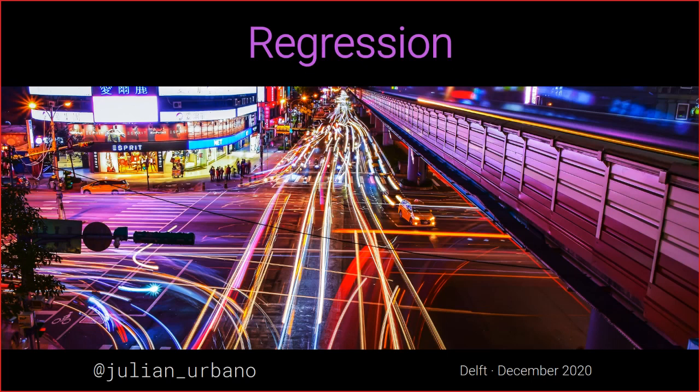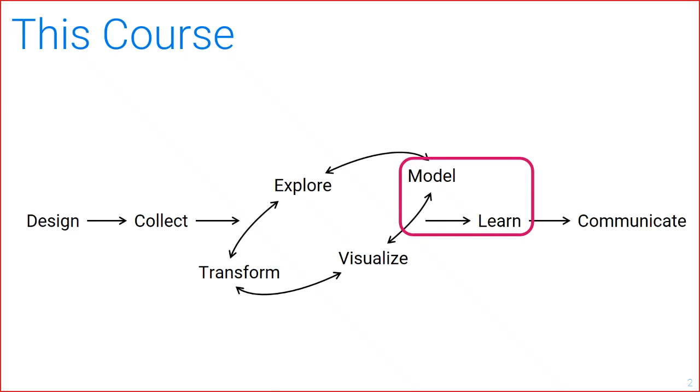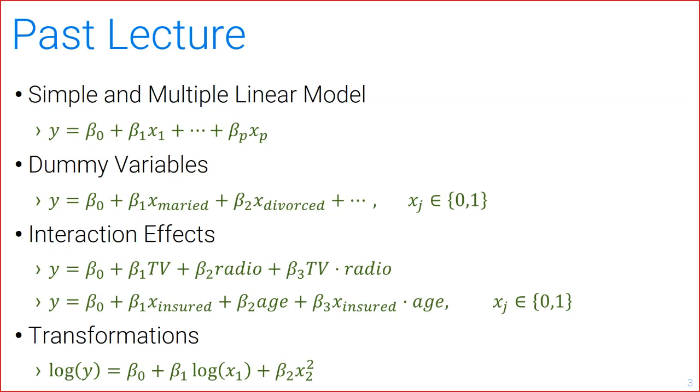So let's talk about regression. And as usual, within the scope of the course, we're still covering these two parts. We're going to talk about building models, specifically linear models, and learning from those models. So in the past lecture, we saw the simple and the multiple linear model, which have a form like this one here. There is a response variable, which is numerical, the y, and then we have the global intercept, and then from 1 to p features or independent variables, and for each of those we have a coefficient in the model.